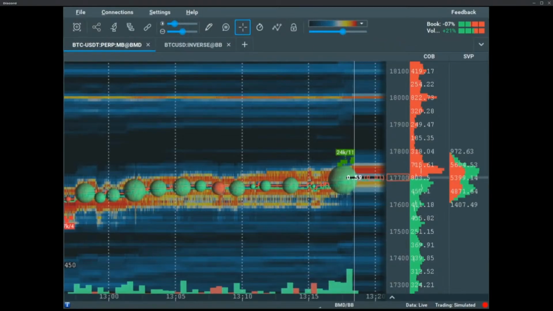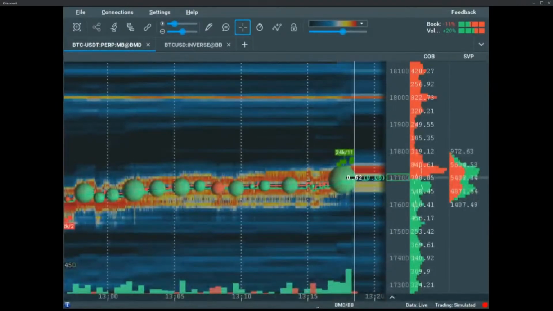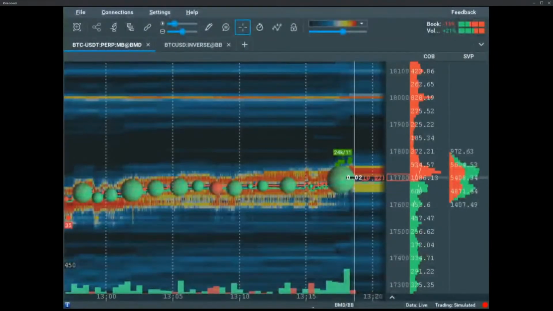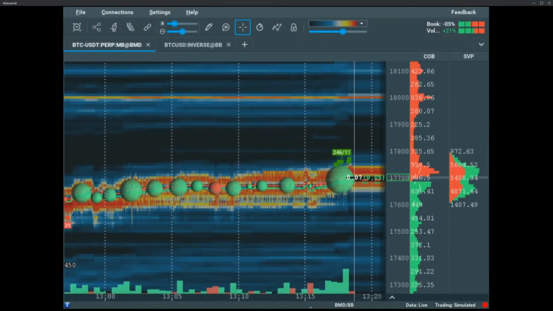Some guys don't use Bookmap at all, right? And there's a lot of people who saw the flag that I saw here on the Coinbase chart. But I wasn't the only guy to attempt to scalp the flag that I had on the 2 minute.